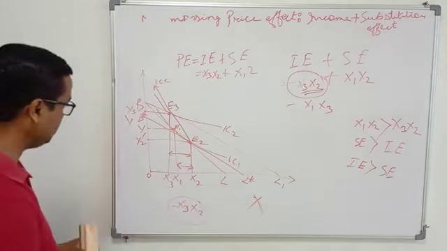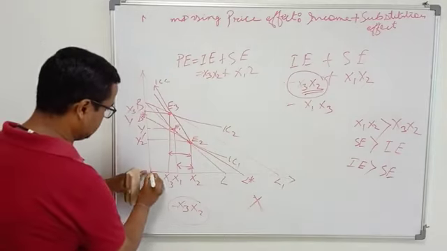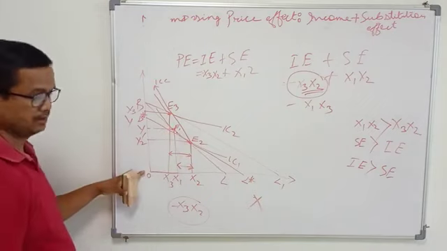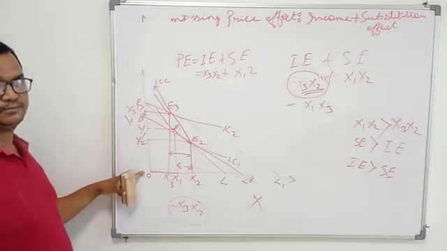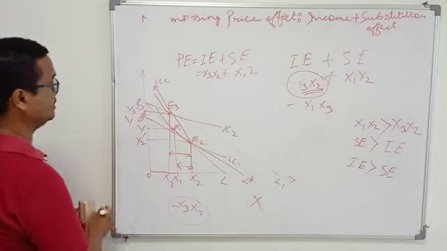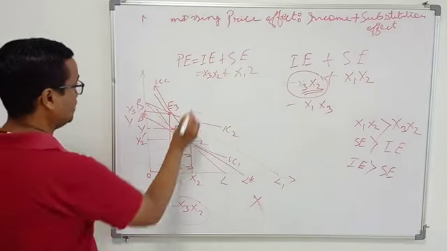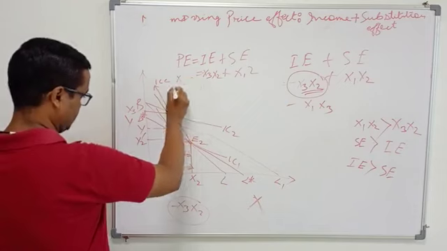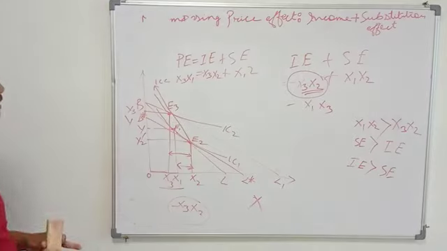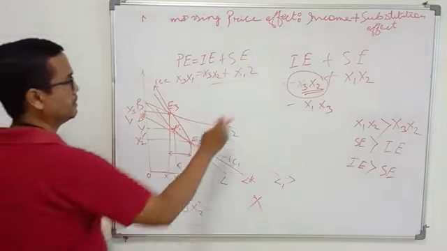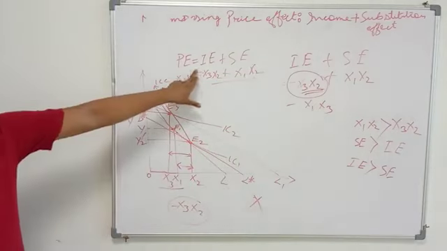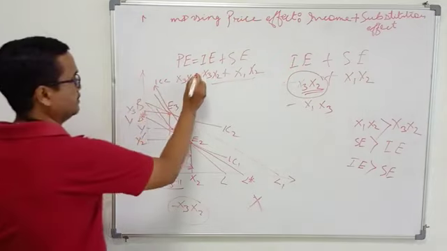So finally, what will we observe? Initially the consumer was purchasing OX1 of X good at the original equilibrium point E1. Now, due to the fall in price of X commodity, the consumer is purchasing only OX3. That means the price effect is X3, X1, which is X1, X2 plus the negative X2, X3. Do not forget, there is a negative sign here.